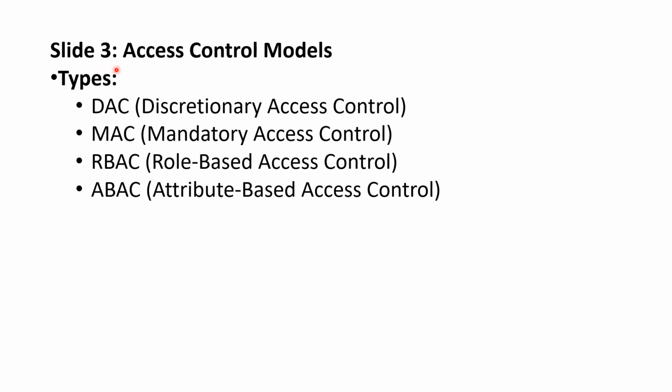Slide 3. Access control models. There are four types of access control models. These are DAC, Discretionary Access Control; MAC, Mandatory Access Control; RBAC, Role-Based Access Control; and ABAC, Attribute-Based Access Control.